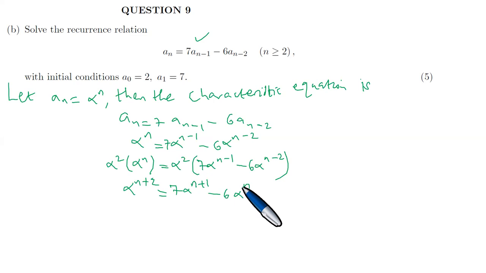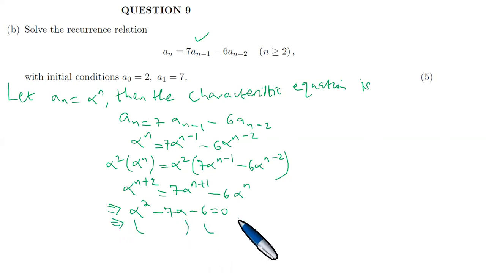Okay, after this, remember this alpha, we just assume that this alpha is not zero, because even a_0 is 2 here. This means you have alpha squared minus 7 alpha minus 6 equals 0. We can simplify by eliminating alpha to the power n from this equation. And therefore, after eliminating alpha to the power n, you get this. This one is clearly a quadratic equation.